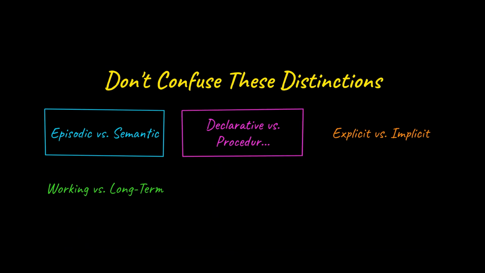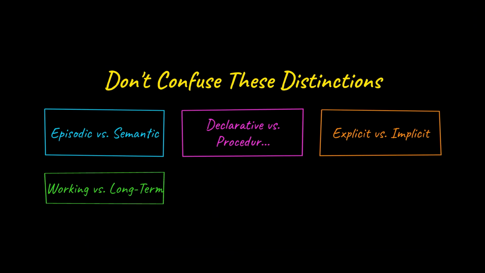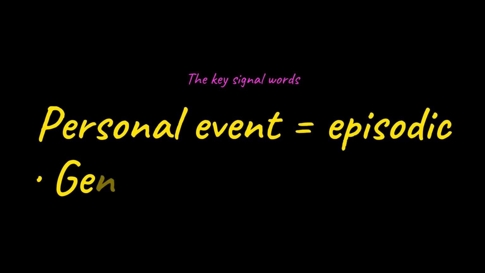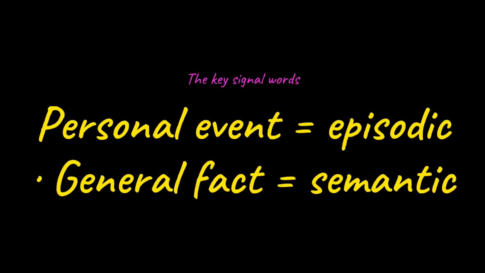It is not about conscious versus unconscious access, not about temporary versus permanent storage, and not about facts versus motor skills. Keep these four distinctions cleanly separated. When you see phrases like mental time travel, time and place, or personally experienced, think episodic. When you see general knowledge with no personal context, think semantic. The double dissociation in brain-damaged patients confirms these are genuinely separate systems.